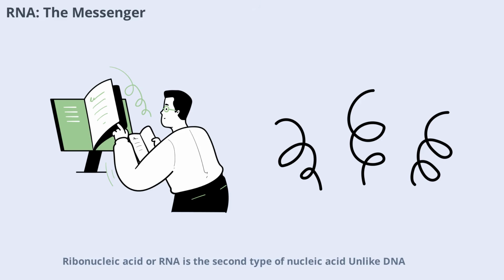Ribonucleic acid, or RNA, is the second type of nucleic acid. Unlike DNA, RNA is usually single-stranded and acts as a messenger, relaying instructions from genes to guide each cell's synthesis of proteins. RNA plays a vital role in translating genetic information into functional proteins, which are essential for countless cellular processes. Without RNA, the genetic code stored in DNA would remain unused, and cells would not be able to produce the proteins necessary for life.